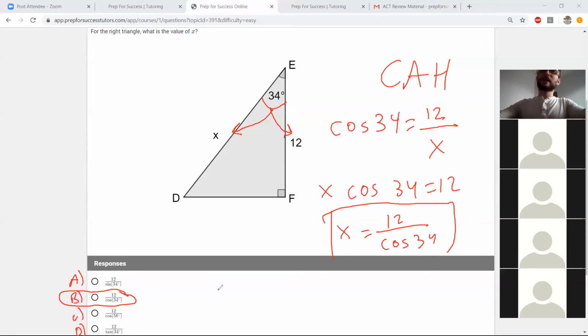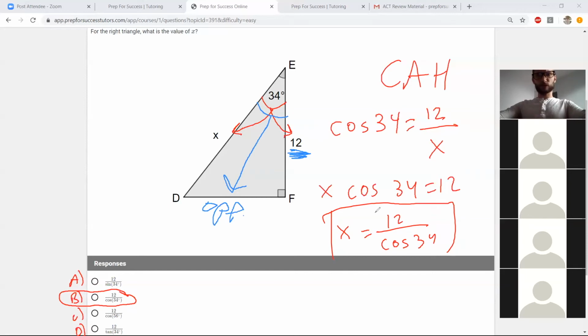Adjacent is the side next to; opposite is the side across from. For example, everyone see how this is 34 degrees? The side that it looks at is considered opposite. Adjacent is the one that it's next to. Adjacent just means next to, like your adjacent neighbor. Opposite is the side that's across, the one that it faces.